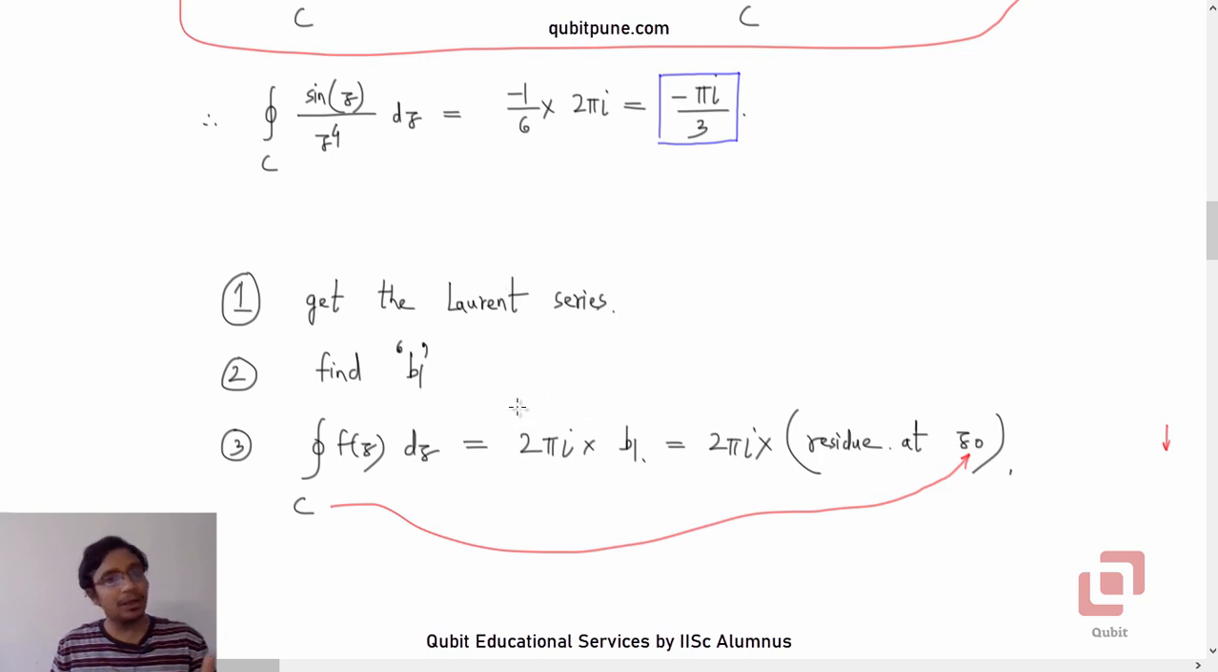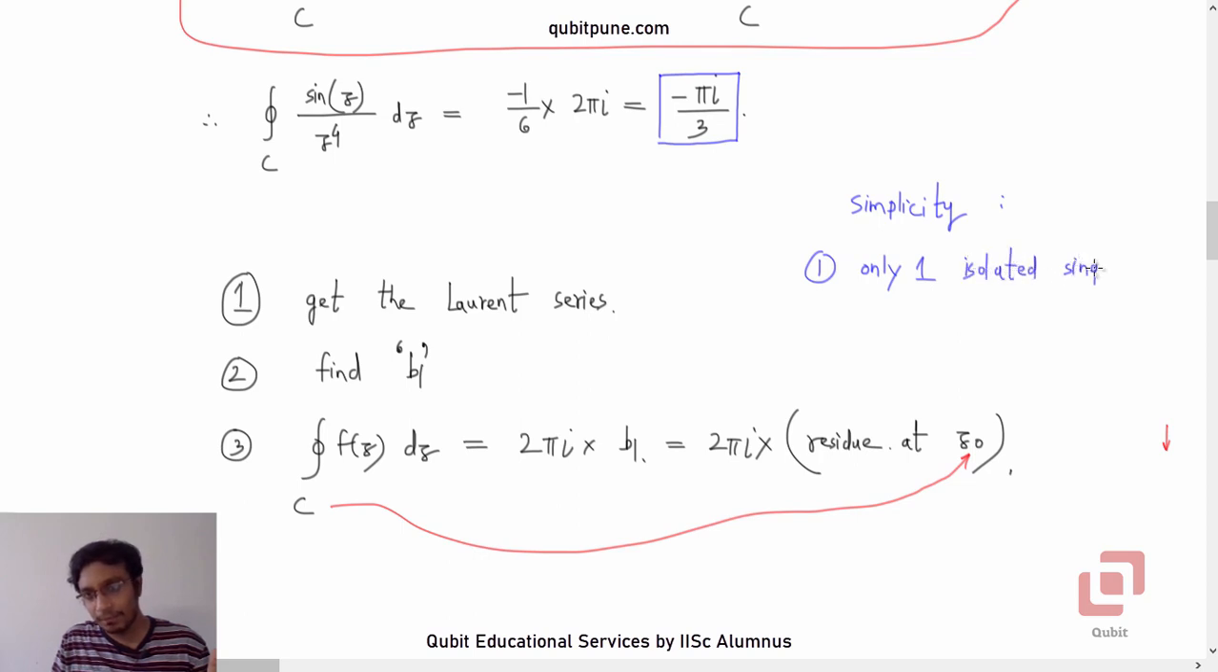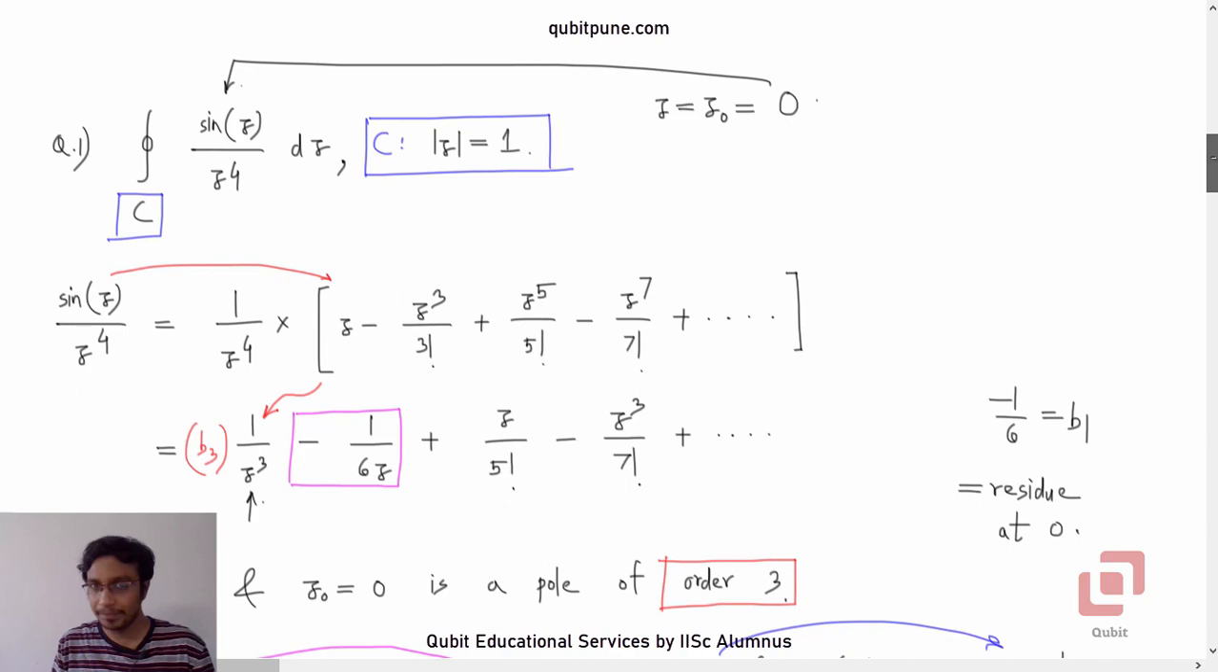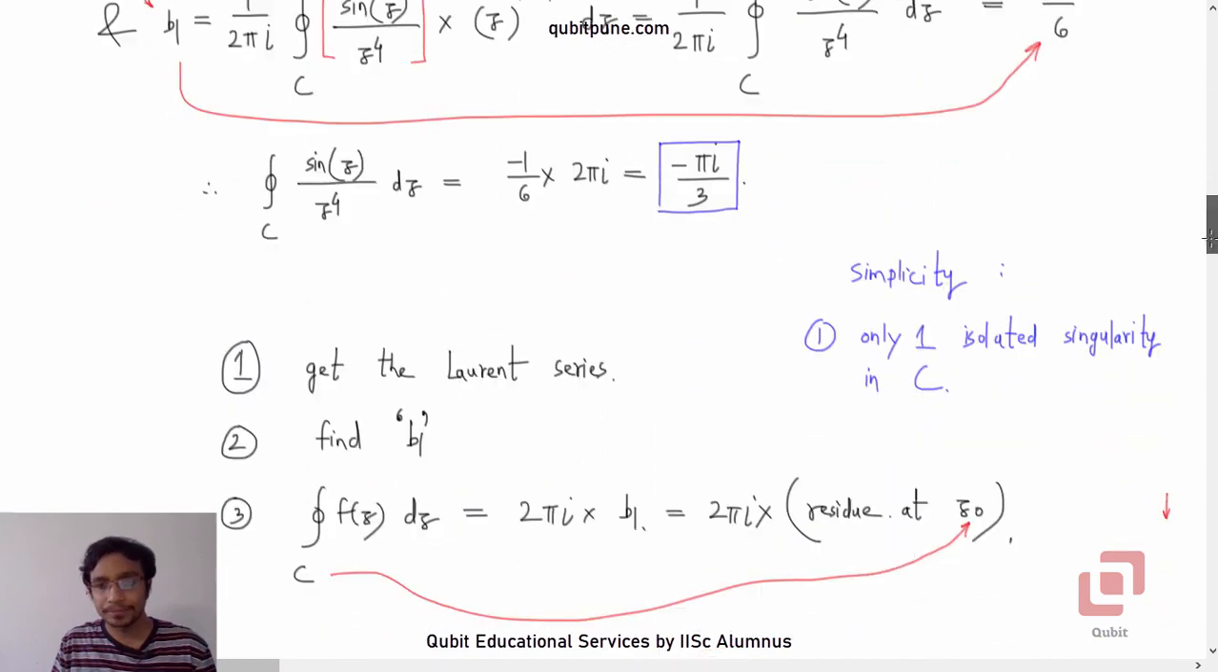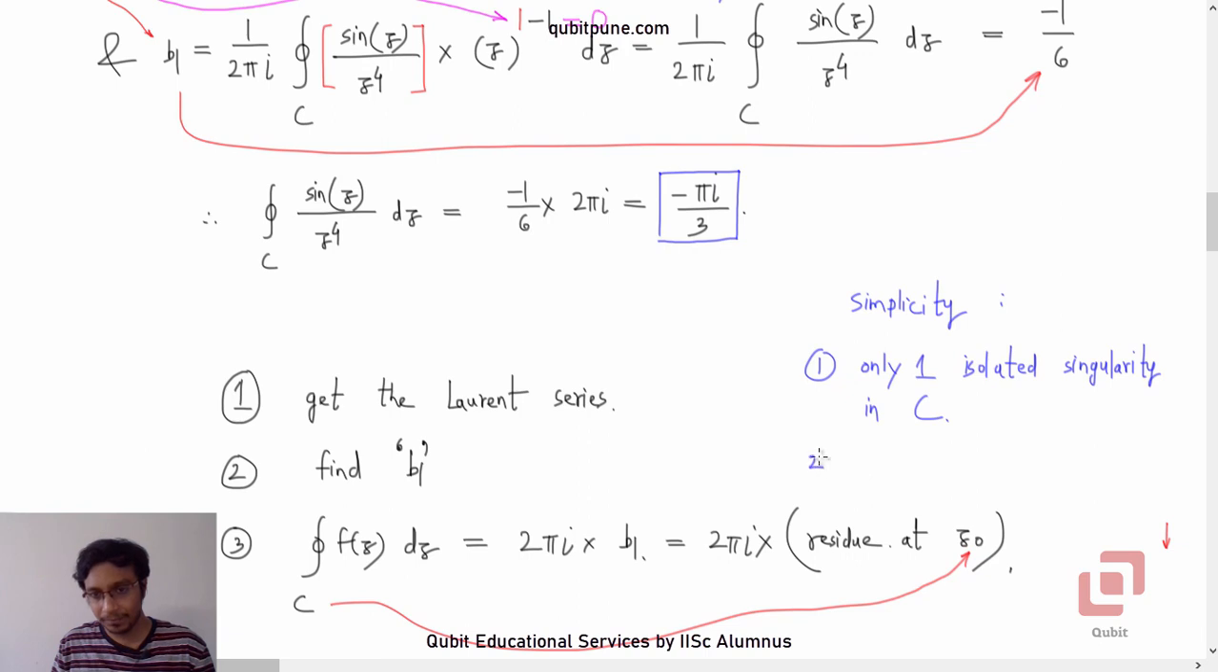Now this particular problem is very simple for two reasons. The reasons of simplicity are as follows. Reason number 1, there is only one isolated singularity in C, which is the center itself in this particular example, because C was the unit circle. And point number 2, the Laurent series was easier to obtain.